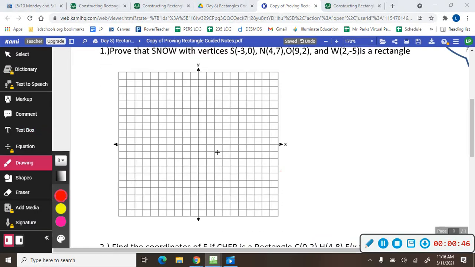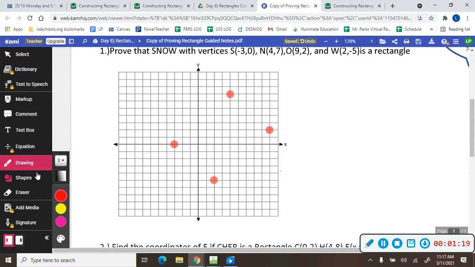So let's prove that SNOW with the following vertices is a rectangle. First I plot the points. There's S at -3, 0, N at 4, 7. So I go over 4, up 7. And then O's at 9, 2. 1, 2, 3, 4, 5, 6, 7, 8, 9, 2. And W's at 2, -5.